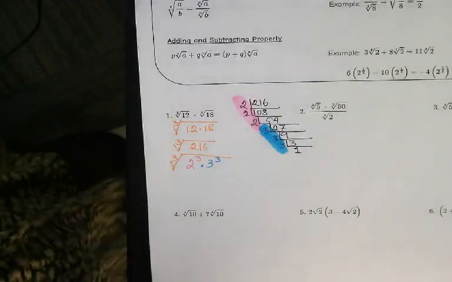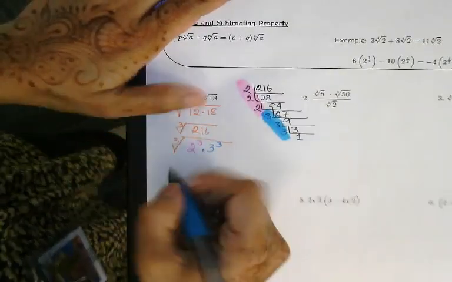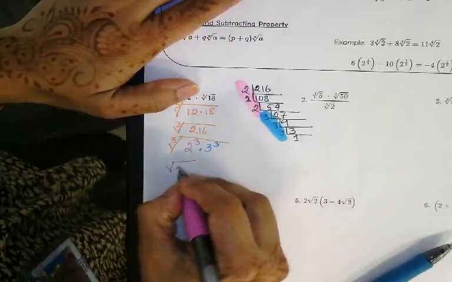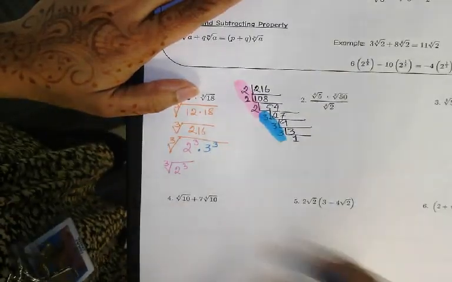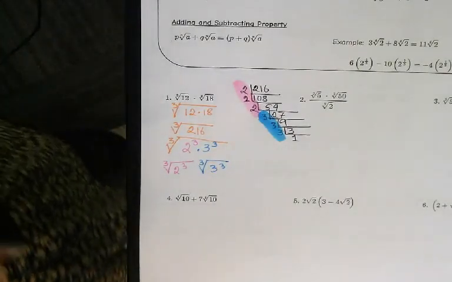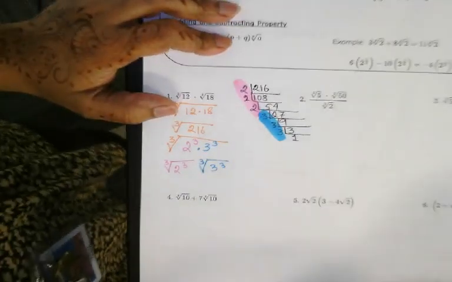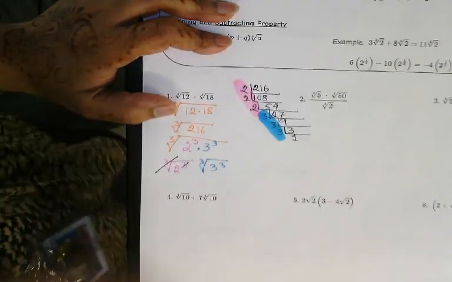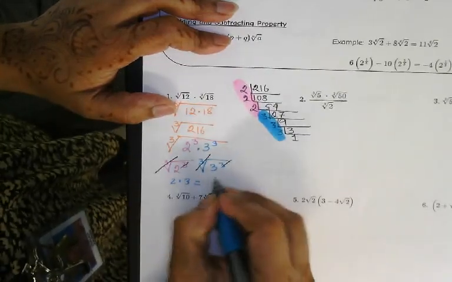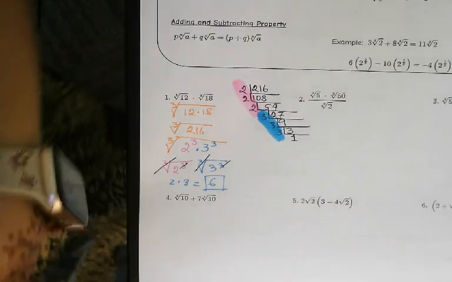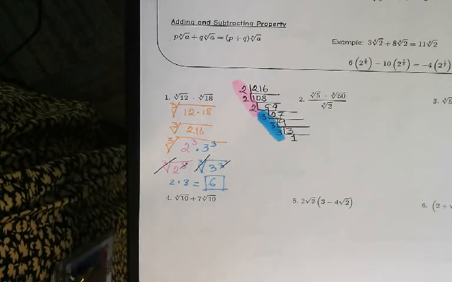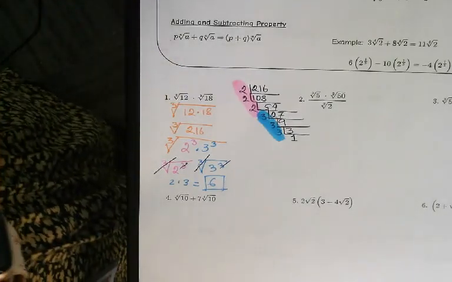Perfect. Now I can separate them, correct? Let's separate them. So I have the cube root of 2 cubed, times the cube root of 3 cubed. And now this cancels each other, and this also cancels each other. And I have 2 times 3, which is 6. That's my answer. Any questions? Are we good? Perfect.